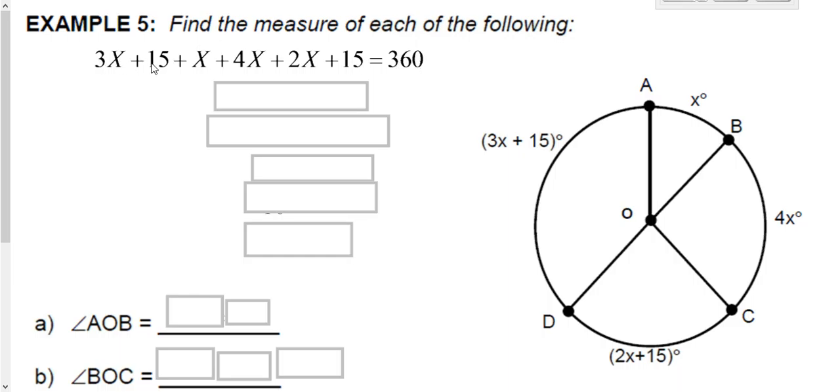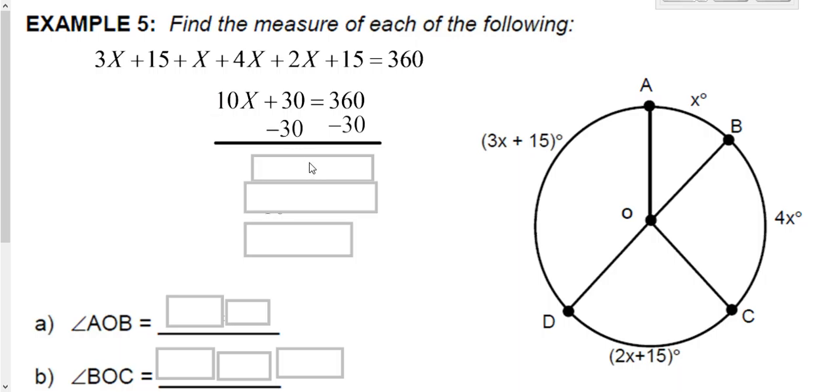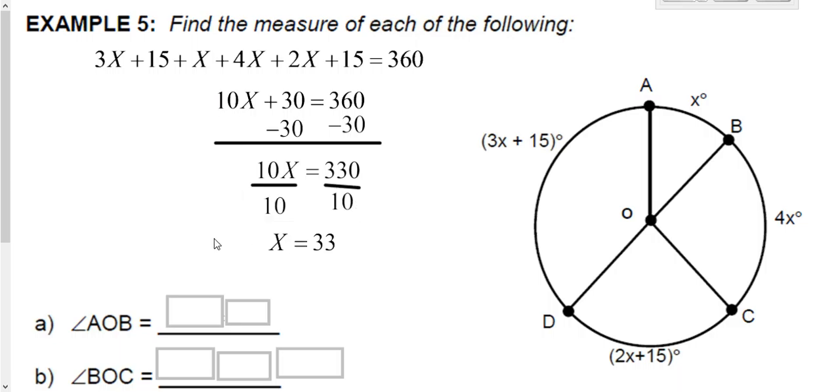So if we combine like terms, we have 3x plus 1 more, that's 4x, plus 4 more, that's 8, plus 2 is 10x. Then the numbers: we've got 15 plus 15 more, and so that makes 30. Now we'll subtract the 30 from both sides and get 10x equals 330. Divide by 10, and get x equals 33.